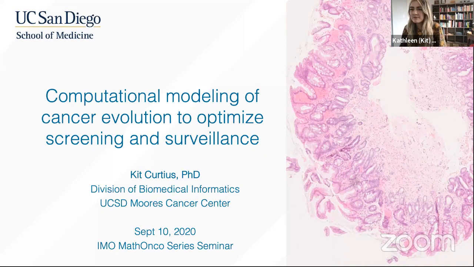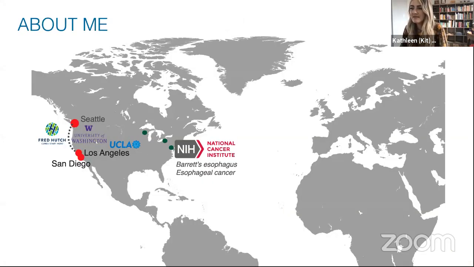My name is Kit. I'm going to be talking to you about computational modeling of cancer evolution to optimize screening and surveillance. I've heard that this is an interactive type of webinar, so if you do have questions throughout, say them loudly and I'll try to explain and go slowly so we can talk about the details. You saw a little bit of my path in that introduction, but I thought I'd put it on a map so you know about my expertise.